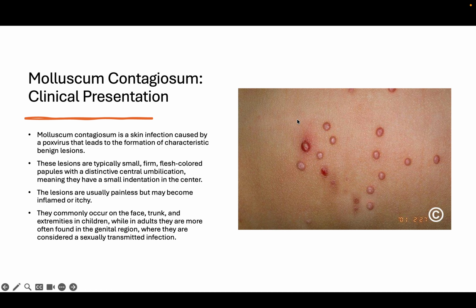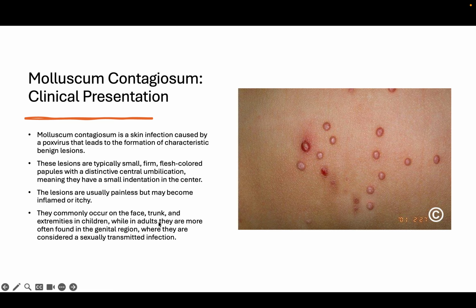When we get molluscum contagiosum, it creates lesions. These are very different from what you see with varicella zoster or herpes simplex or warts. These are very small, very firm, flesh-colored papules. They have a very distinct central umbilication, meaning that the center has an indentation, a small little hole, so it looks like you've removed the umbilical cord there. This is what we mean by umbilication. And usually they become inflamed or itchy.